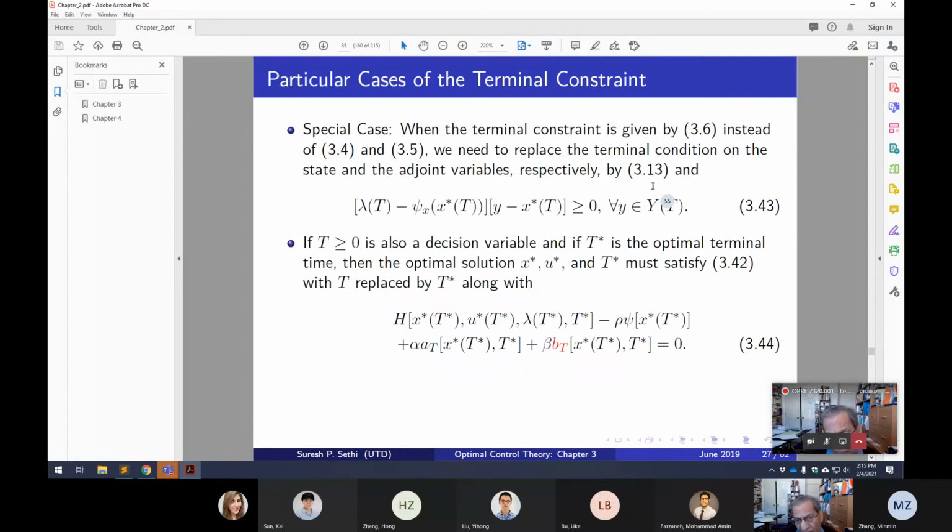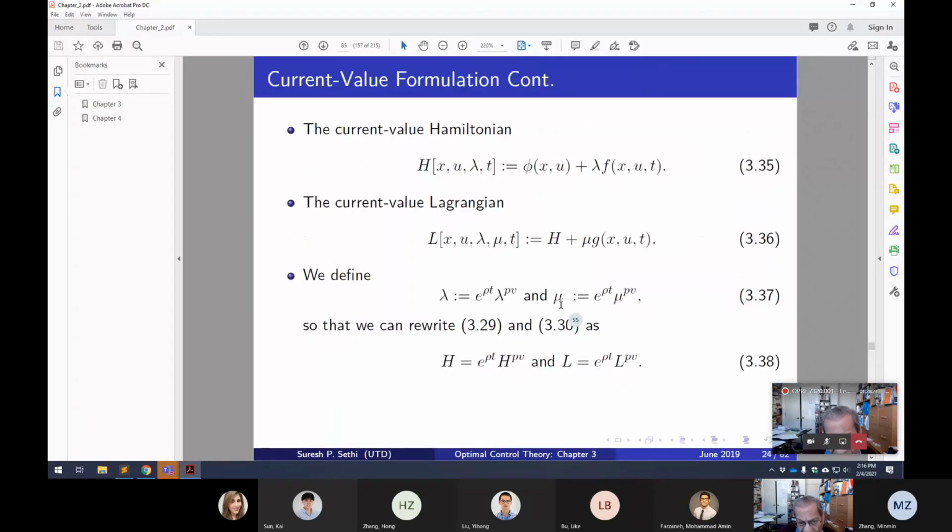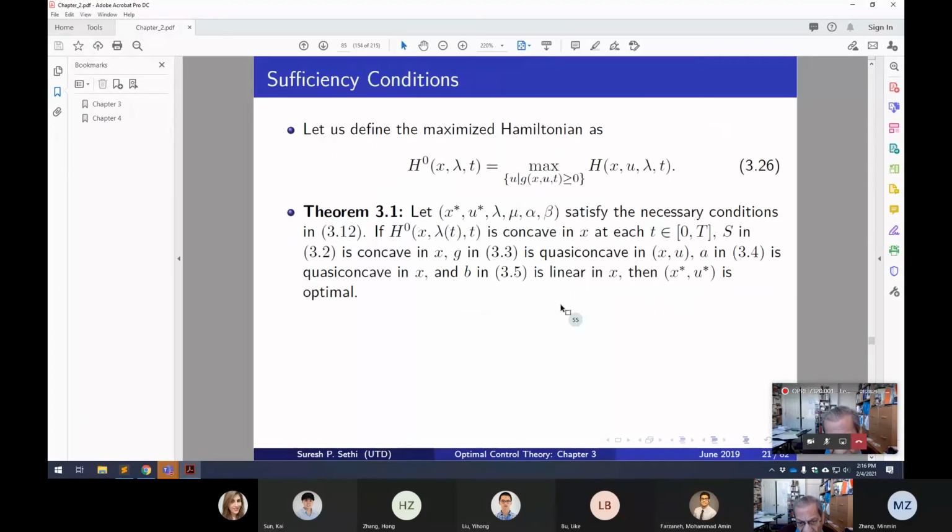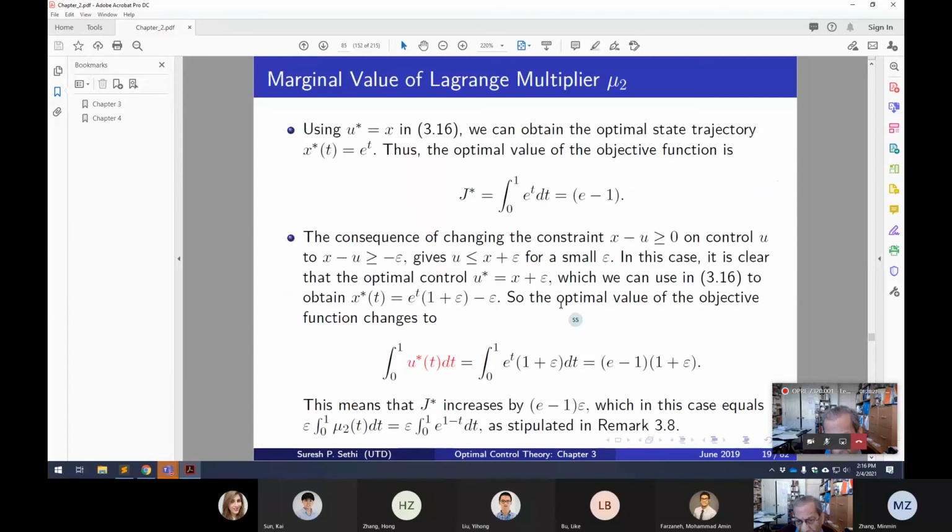So these are the same. Now you see that condition 3.42, not 3.4, the maximum principle. But there is a condition which is given for when the t is still a decision variable. You will see that condition that comes here after the 3.12.